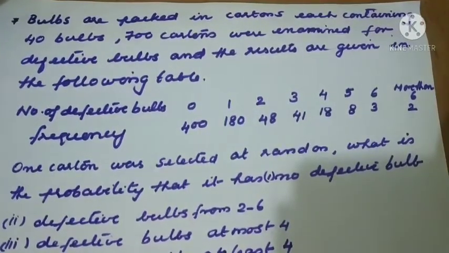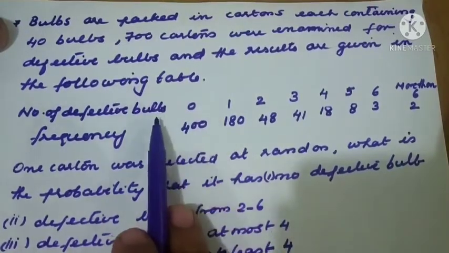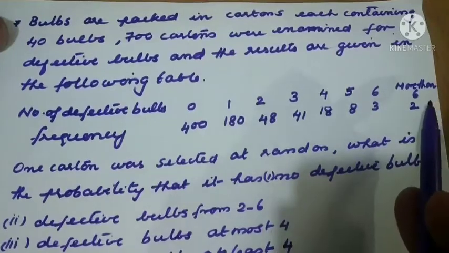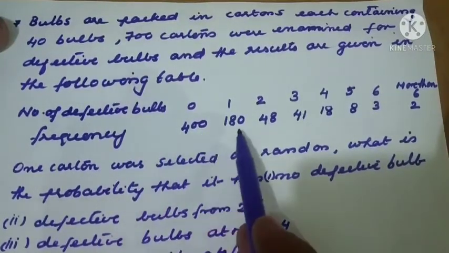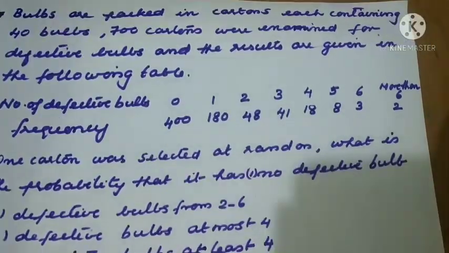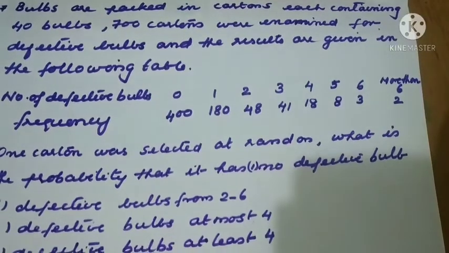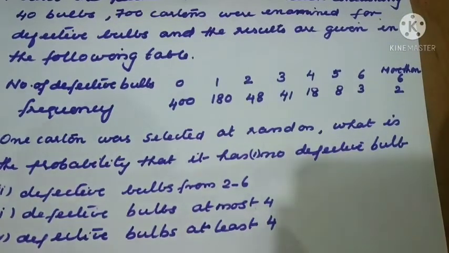Bulbs are packed in cartons, each containing 40 bulbs. 700 cartons were examined for defective bulbs, and the results are given in the following table. Number of defective bulbs: 0, 1, 2, 3, 4, 5, 6 and more than 6. Frequencies are 400, 180, 48, 41, 18, 8, 3 and 2. One carton was selected at random. What is the probability that it has no defective bulb? Second, defective bulbs from 2 to 6, defective bulbs at most 4 and defective bulbs at least 4.